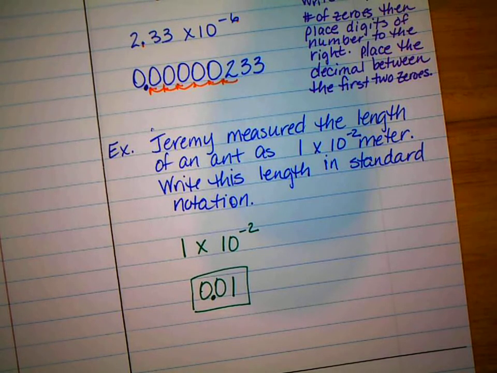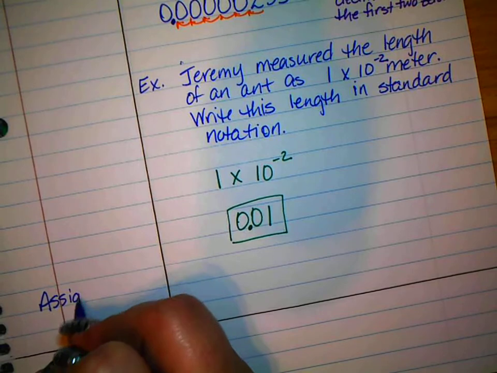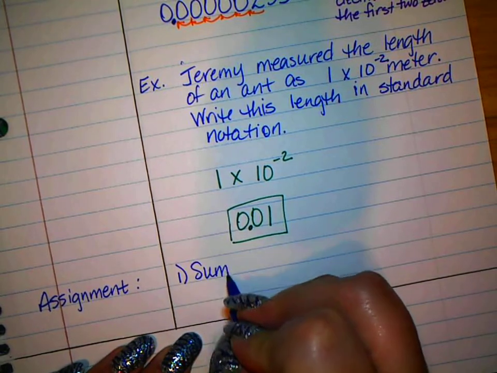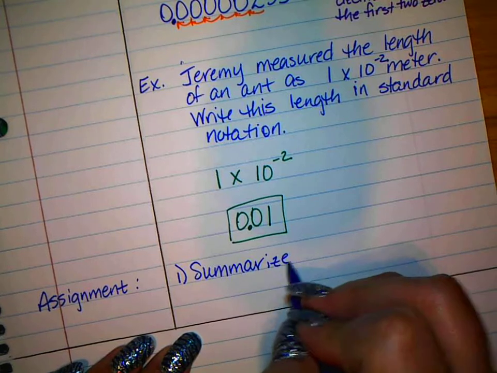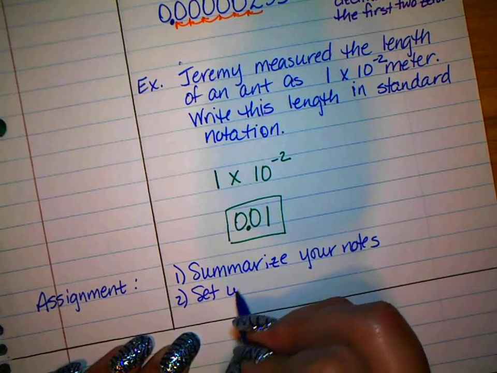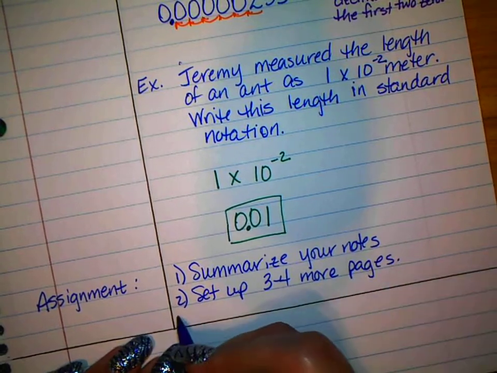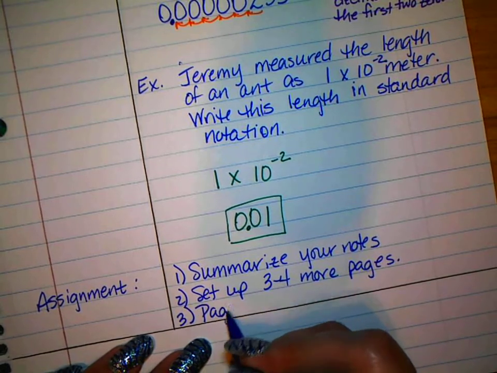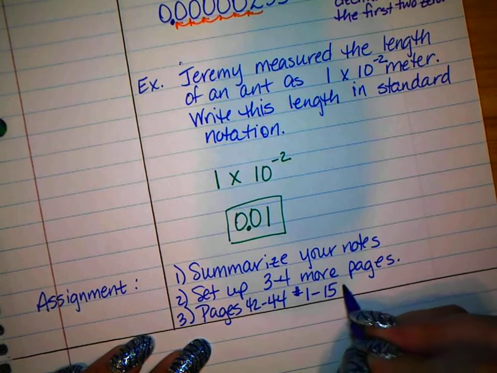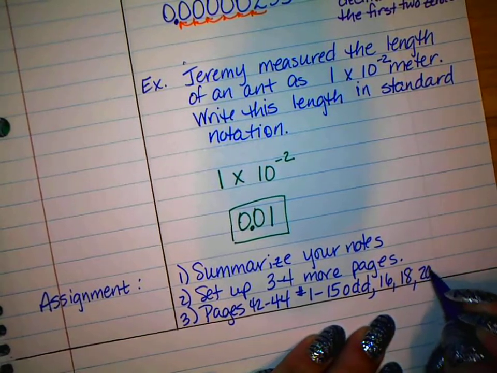And your assignment for today. 1, summarize your notes. 2, set up 3 to 4 more pages. And 3. Pages 42 to 44. Numbers 1 through 15 odd. 16, 18, 20, and then 24 through 36.